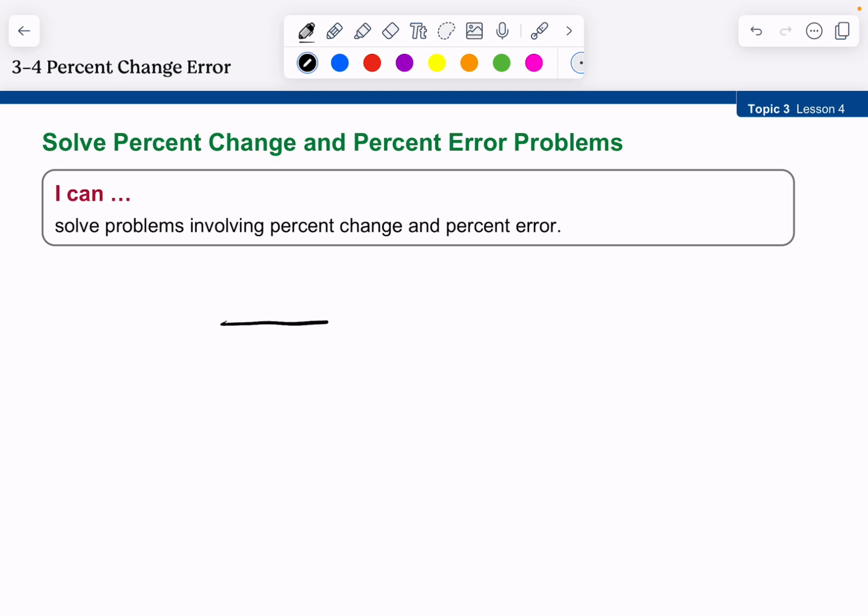So, a quick review of our percent proportion. Remember, we've been dealing with part over whole equals percent over 100. So our whole unit is over percents. Every time you hear percent, percent means per 100, so your percent will always go over 100. We've been using this proportion a lot.